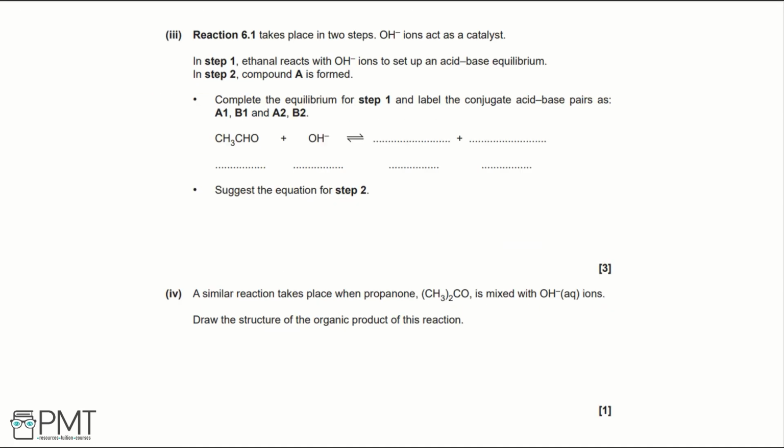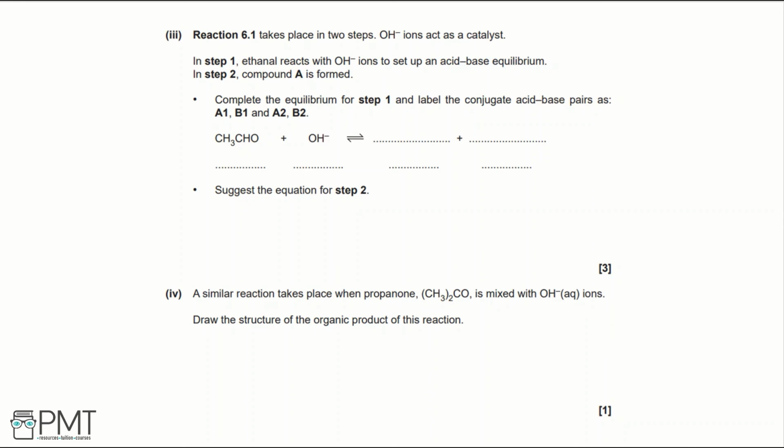Part 3. Reaction 6.1 takes place in 2 steps. OH- ions act as a catalyst. In step 1, ethanol reacts with OH- ions to set up an acid-base equilibrium. In step 2, compound A is formed. Complete the equilibrium for step 1 and label the conjugate acid-base pairs as A1, B1 and A2, B2. Suggest the equation for step 2.